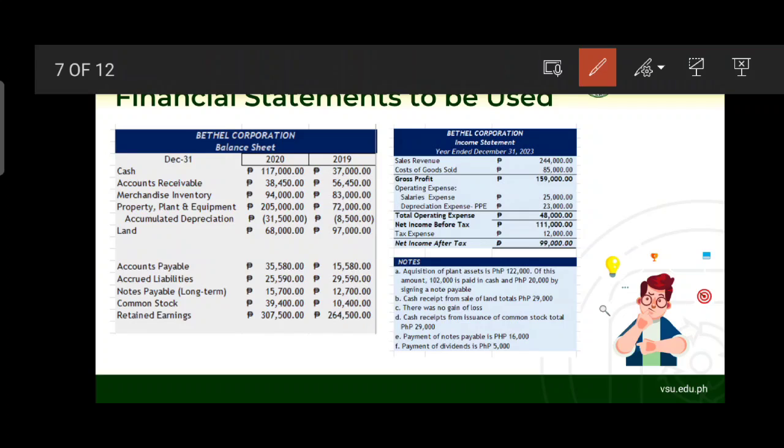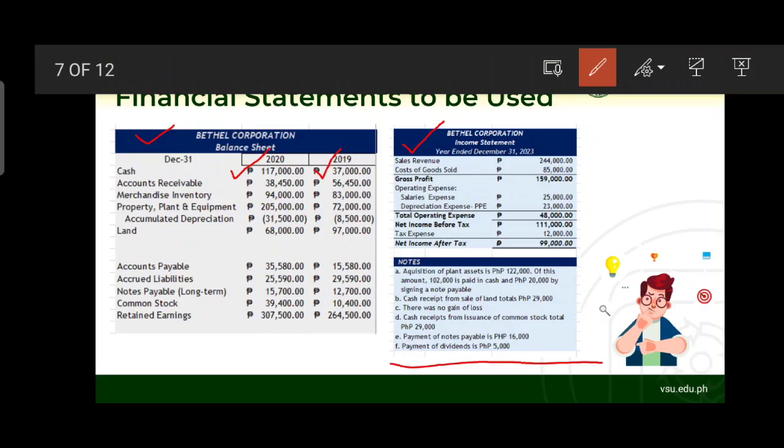So, ito yung example ng financial statements natin na gagamitin. First, we will use a balance sheet. Tapos, yung income statement. Tapos, of course, ito yung basis natin ng mga notes. So, magsisimula tayo, iisa-isahin natin kung ano yung mga nandito na mga account. So, yung cash natin, hindi natin ito gagalawin kasi dapat yung ending natin na net change in cash, ito yung mag-equate. Tapos, yung cash beginning natin will be this one, the 37,000.